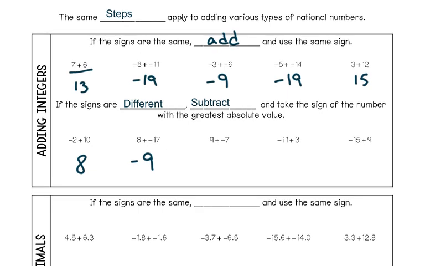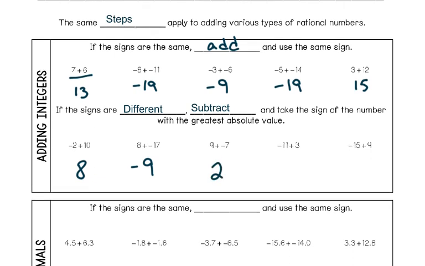I'm going to go ahead and look at 9 plus negative 7. When you see a plus negative, you should realize by now this is the same thing as subtract. So 9 plus negative 7 is the same thing as 9 minus 7, which is 2. I know that my sign is going to be positive because there's more positives, the 9, than the 7 negatives. Let's look at the next one.